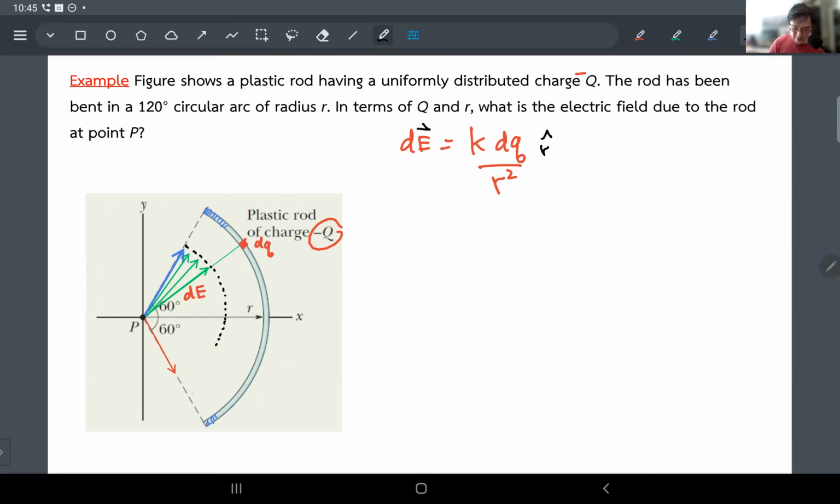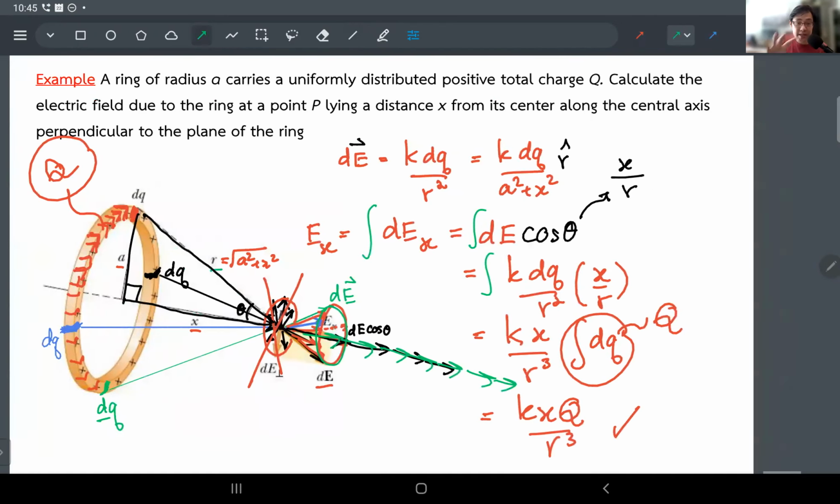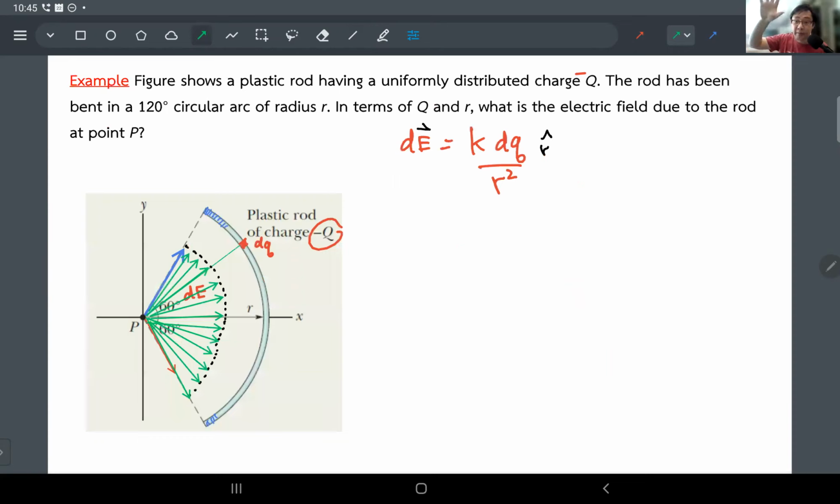But you see what I'm trying to get to here. You're supposed to draw a nicer one than mine. You're going to get this dE, that dE, a lot of dE. Let me put a mark on top of that. So these are all the dE generated from the arc. All I need is the summation of this bunch of vectors right here.